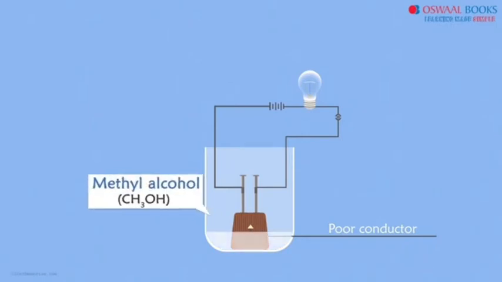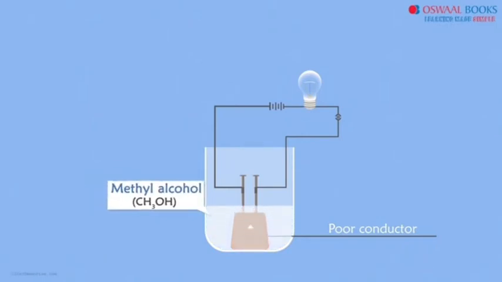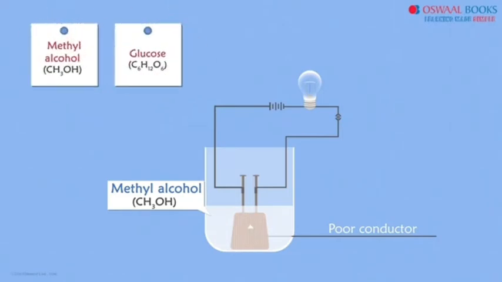Even if we add methyl alcohol to the empty beaker, the bulb wouldn't have glown. It proves that these compounds are not acidic even though they contain hydrogen. It's because they do not dissociate the hydrogen ion in the aqueous solution.